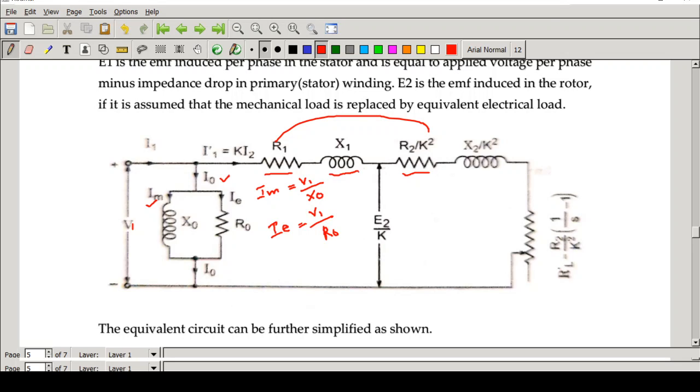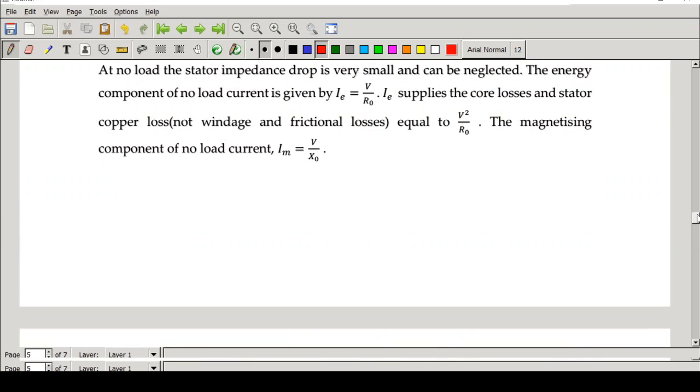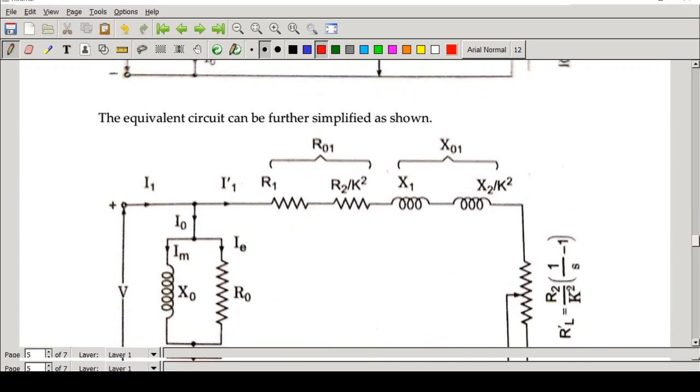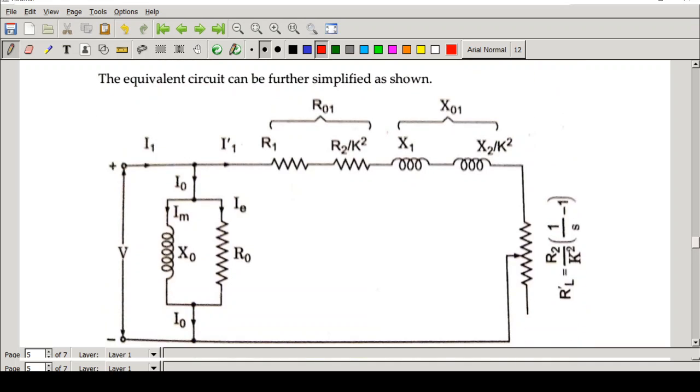Similarly, x1 and x2 by k squared, these two also can be combined. So when we combine that, again the equivalent circuit will become further more simple, right? So we will see that. See here. So V1 is applied voltage, we can see here the stator current, then the no load current. See, R1, that is the stator resistance plus rotor resistance referred to stator. We write it as R01.